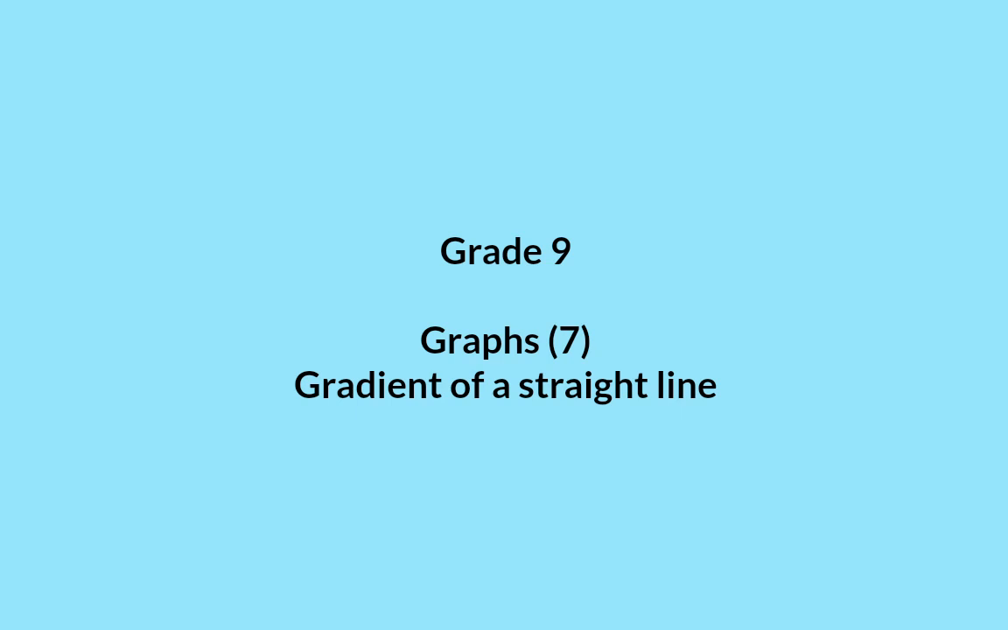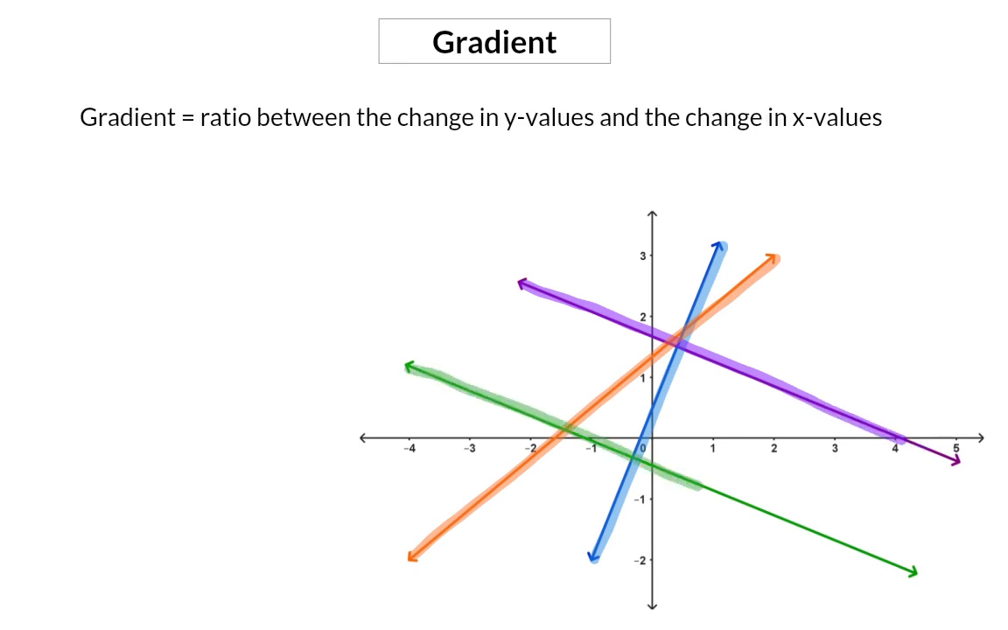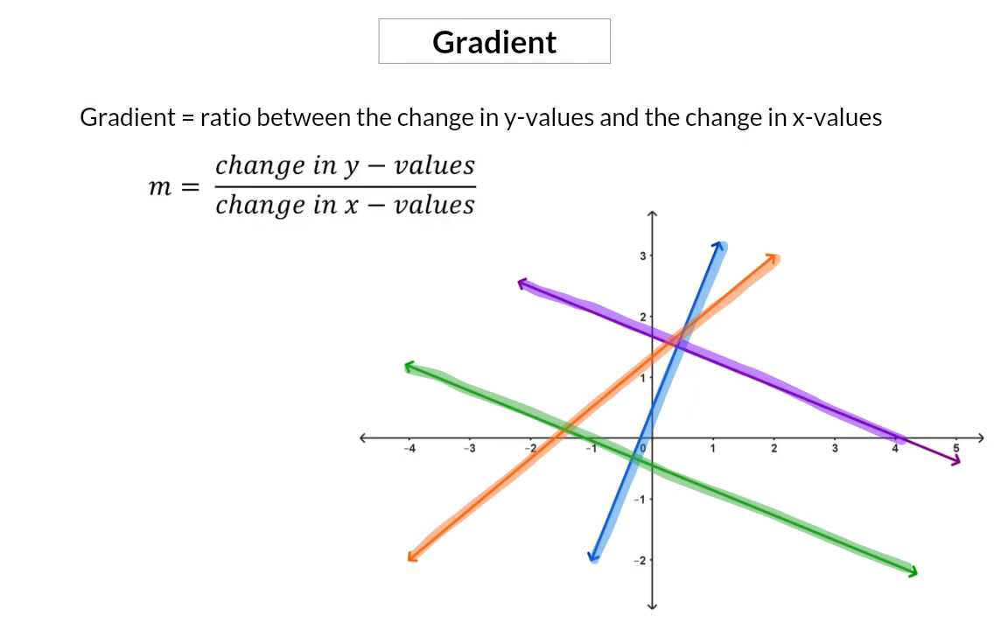In this video, we're going to have a look at the gradient of a straight line. The gradient of a line indicates how steep the line is. This is the ratio between the change in y values and the change in x values, with the change in y values in the numerator and the change in x values in the denominator. The symbol for gradient is an m.